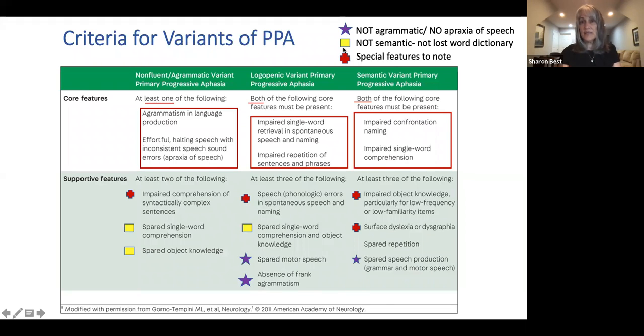The yellow box tells us it's not semantic and they haven't lost their word dictionary. So we know that logopenic is not semantic, non-fluent is not semantic, so we don't even have to pay much attention to committing that to memory. But the red crosses are worth committing to memory in addition to the core features, which is what I've outlined for you on the previous slide.